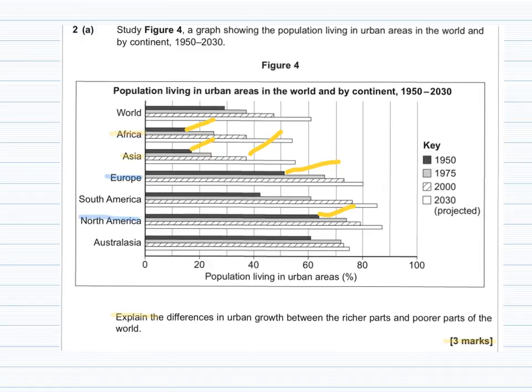So the richer parts of the world have already undergone industrialization, and therefore they've already moved into cities, whereas now it's happening in Africa and Asia and South America. There's a huge and rapid increase in urban population. Okay, so try and use the reasons. You can use push and pull factors as well.